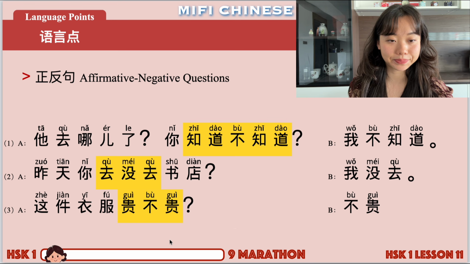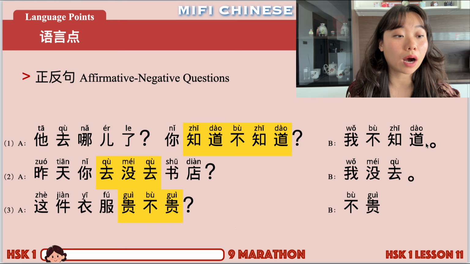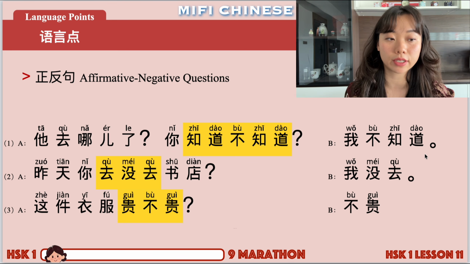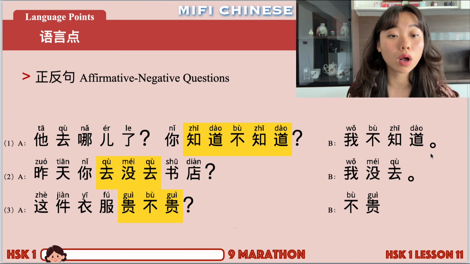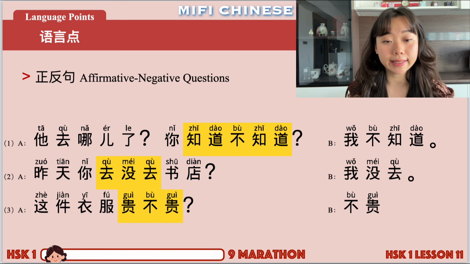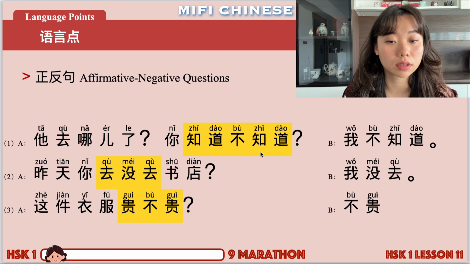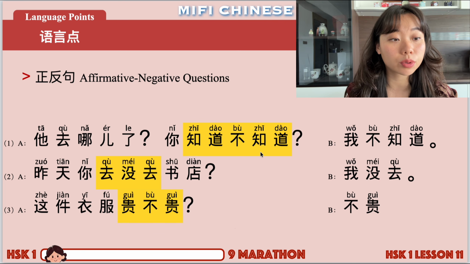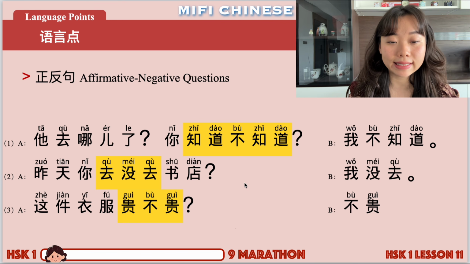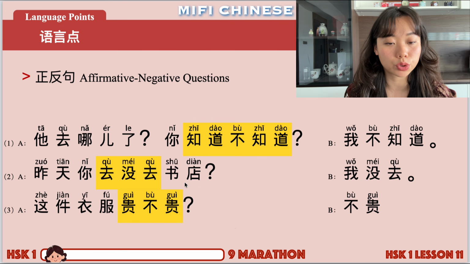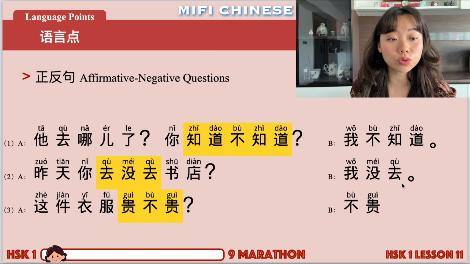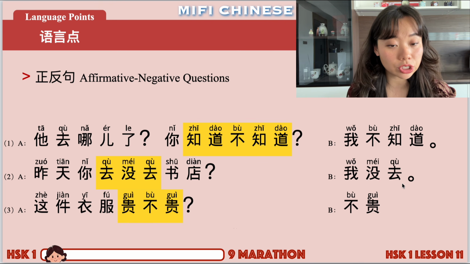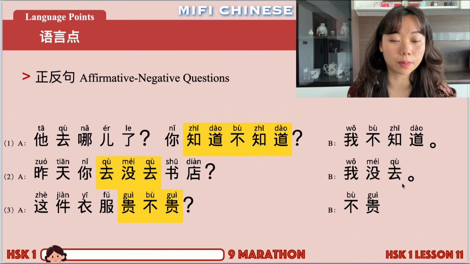Okay, let's take a look. First one, 我不知道. Of course the question is asking you, do you know or not? So we say 你知道不知道? 他去哪儿了? 你知道不知道? 我不知道. Next one, 昨天你去没去书店? Because you can answer with 我没去. It's asking you, did you go or not? 昨天你去没去书店? Yesterday, did you go to the bookshop?